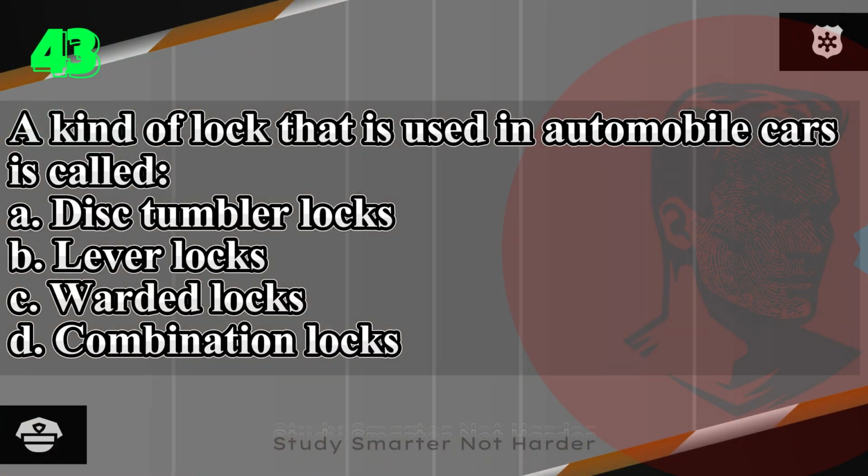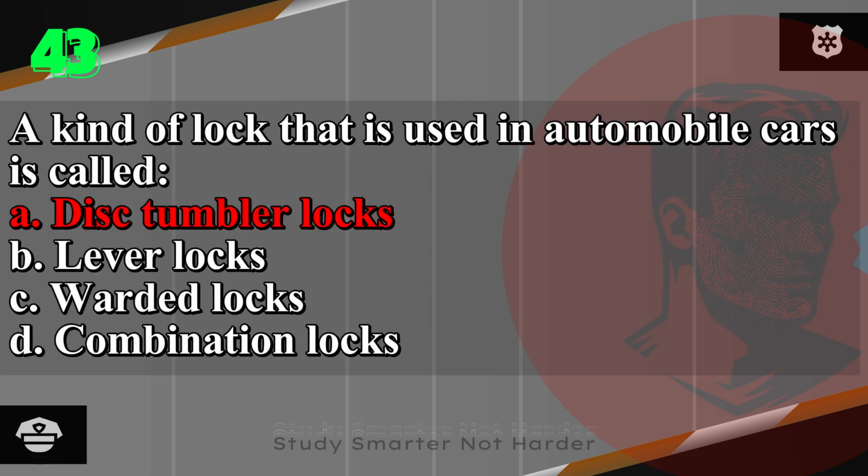43. A kind of lock that is used in automobile cars is called A. Disc tumbler locks, B. Lever locks, C. Warded locks, D. Combination locks. Answer: A. Disc tumbler locks.